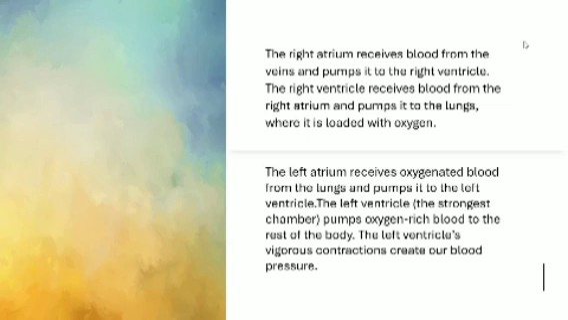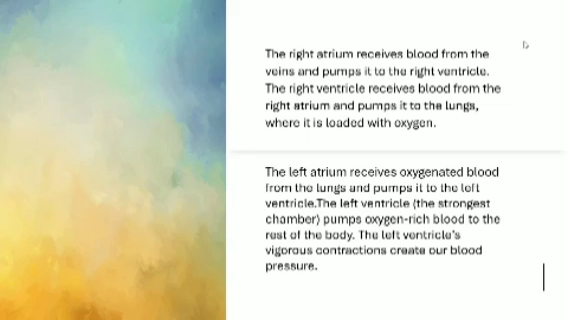The right ventricle receives blood from the right atrium and pumps it to the lungs, where it is loaded with oxygen. Okay, clear here. The atria receive blood from veins, and after receiving it, pump blood to the right ventricle. The right ventricle receives blood from the right atrium and again pumps it into the lungs, so that in the lungs the blood gets oxygenated.